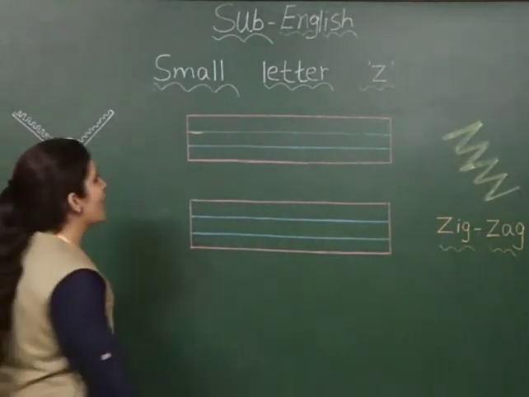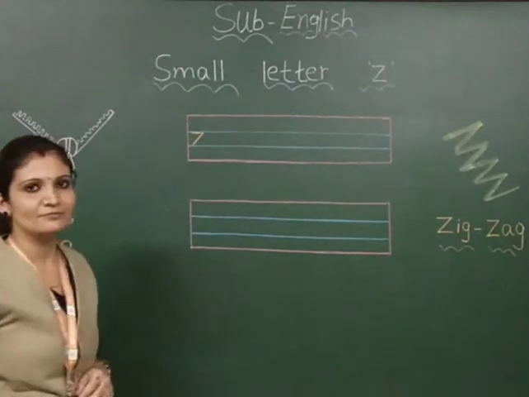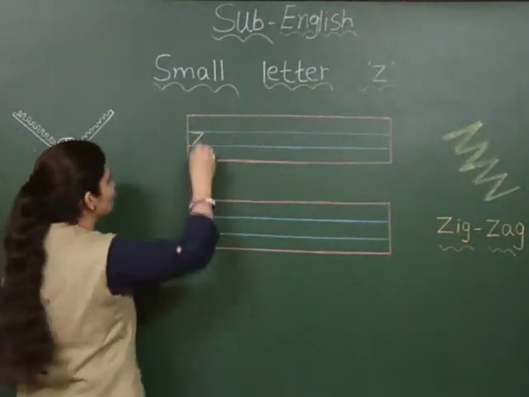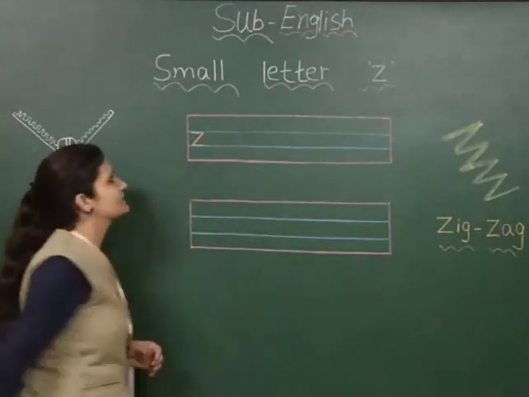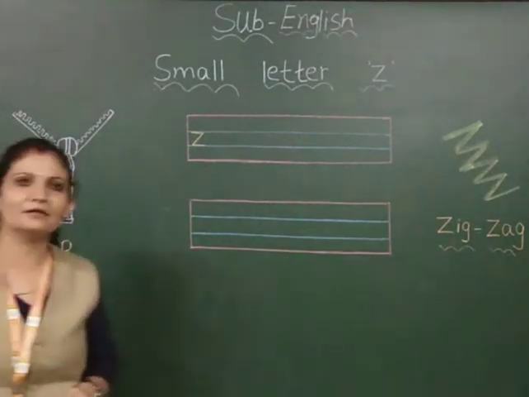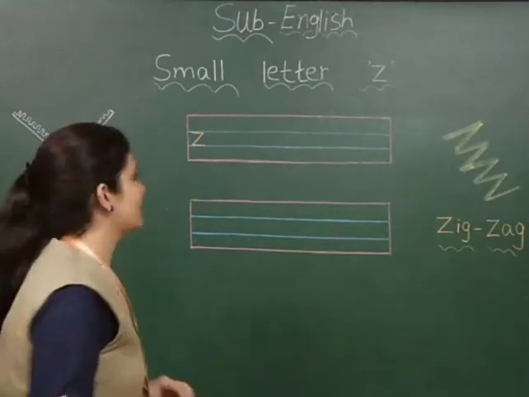Now we have to make one slanting line like this. Then we have to make another sleeping line like this. This is called small letter Z. It is easy to write small letter Z.